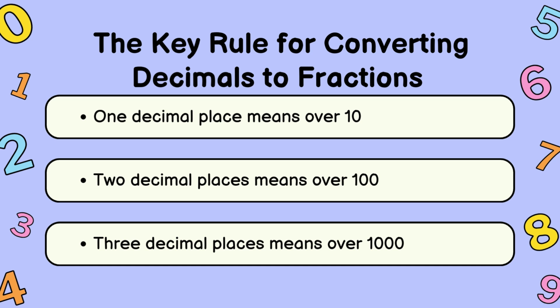The key rules for converting decimals into fractions. Here's the rules you need to remember. The number of decimal places tells you the denominator. 1 decimal place means over 10. 2 decimal places mean over 100. 3 decimal places mean over 1,000.